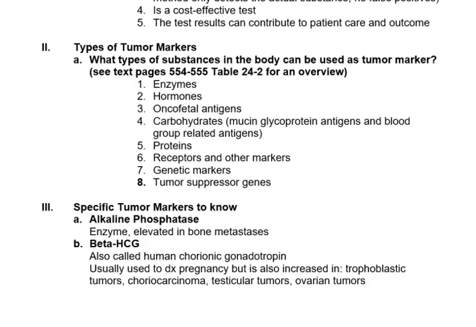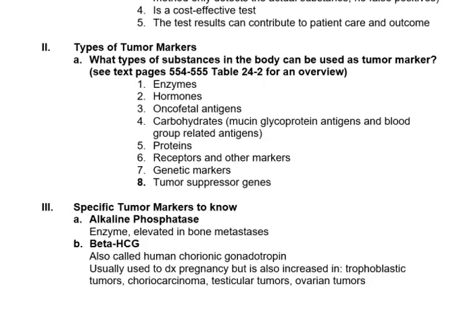This next section is going to go over specific tumor markers that you need to know. The first one is alkaline phosphatase. This is an enzyme, we know because of the "ase" on the end of phosphatase. It's elevated in bone metastasis, and when you see metastasis, think about spreading, or the cancer has already spread.